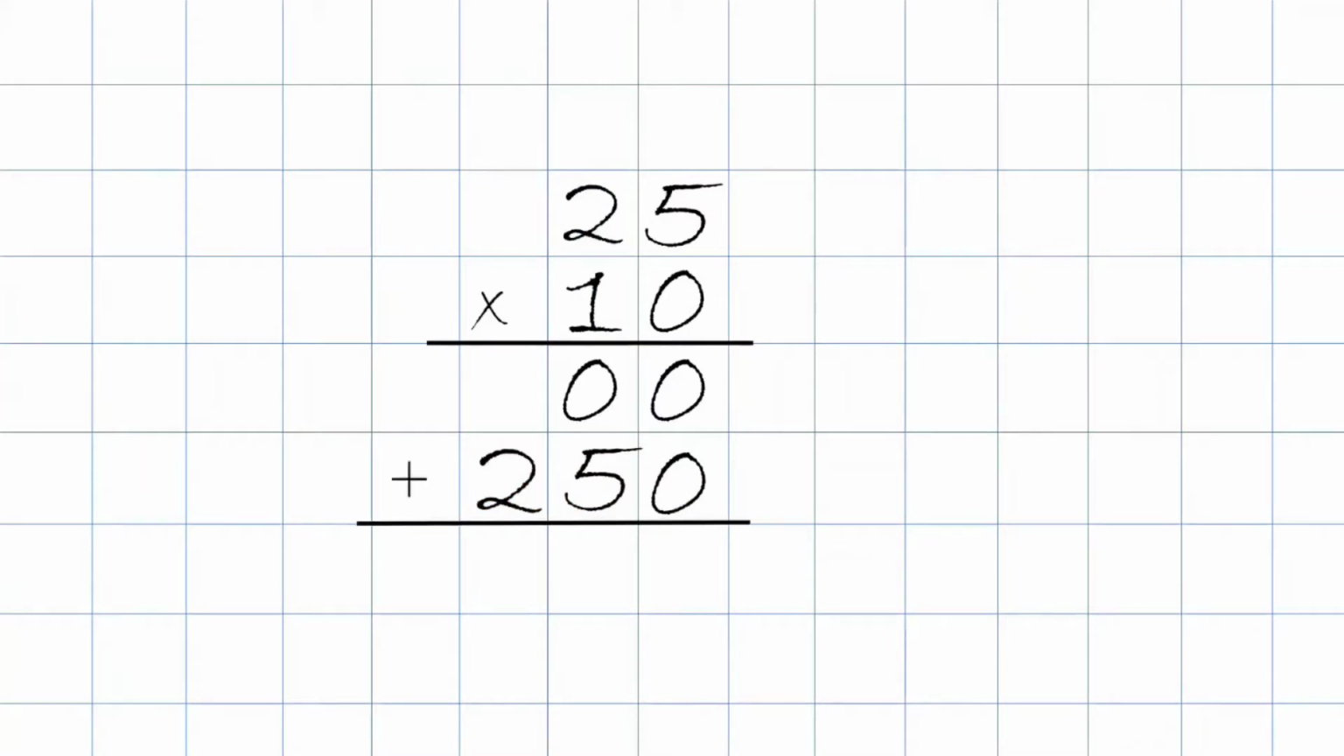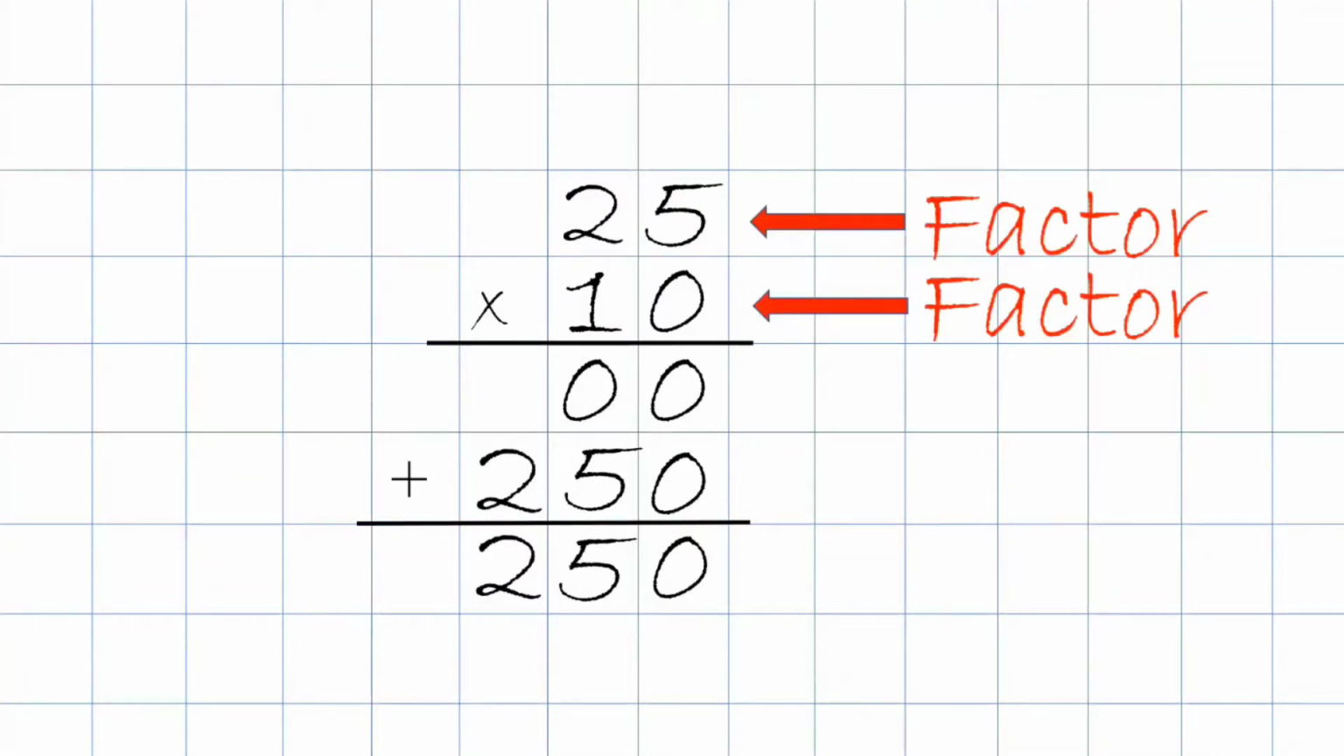Then we add the double zeros plus 250, and we always start with the right column. So 0 plus 0 will be 0. 0 plus 5 will be 5. 0 plus 2 will be 2. So the answer is 250. So we got two factors. Factor times a factor equals the product. 25 times 10 equals 250.